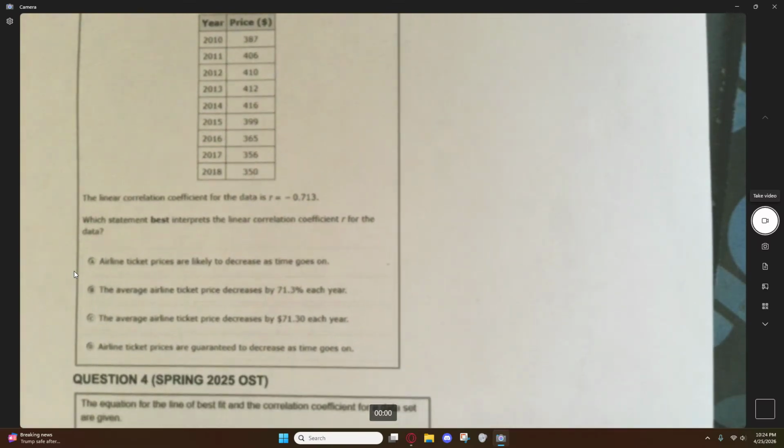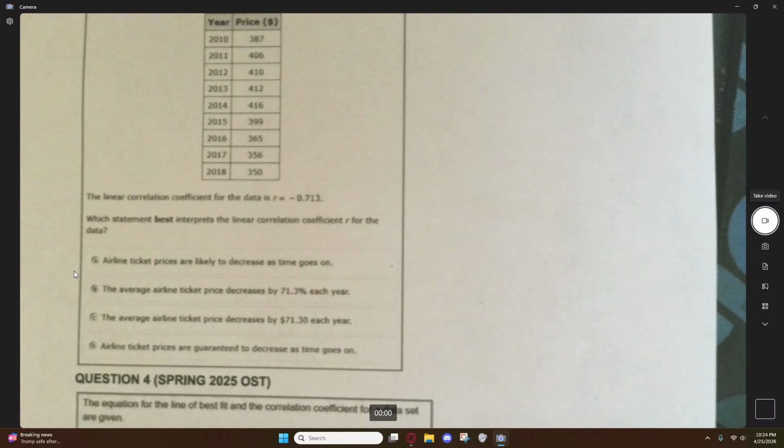Question 3. The average price each year for an airline ticket from 2010 to 2018 is shown on the table. The linear correlation coefficient for the data is negative 0.713. Which statement best interprets the linear coefficient R?